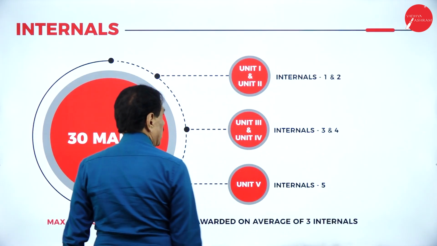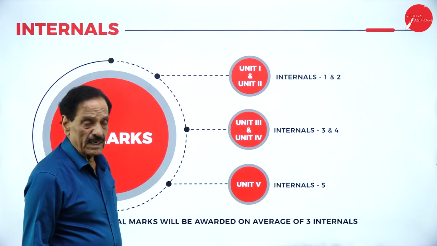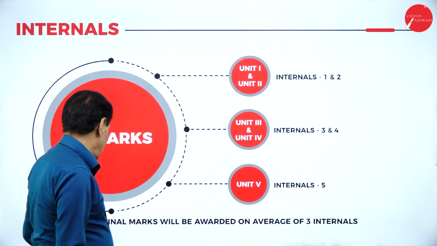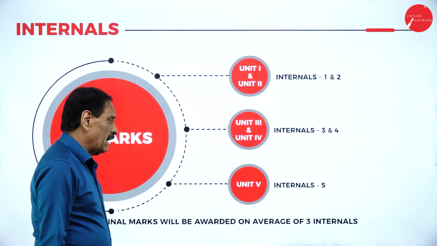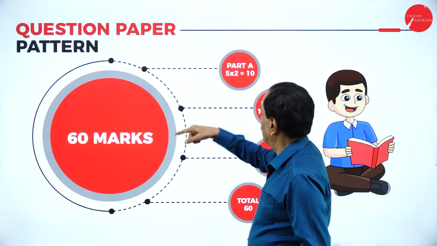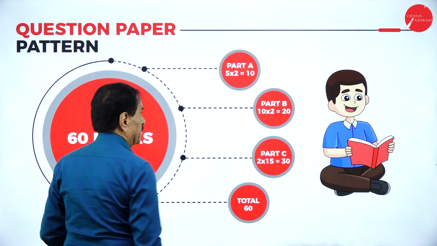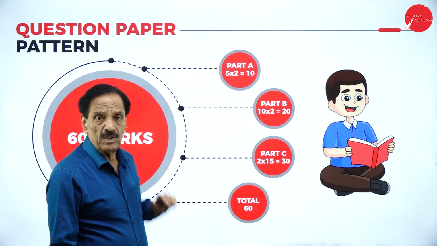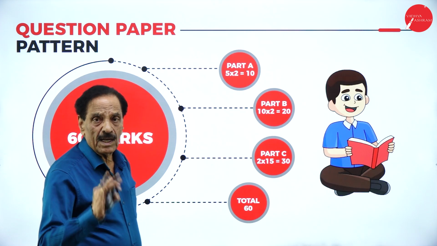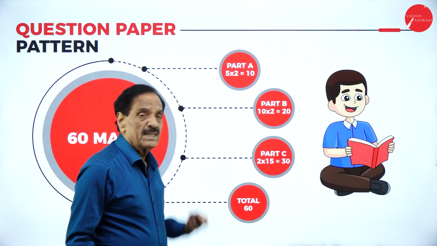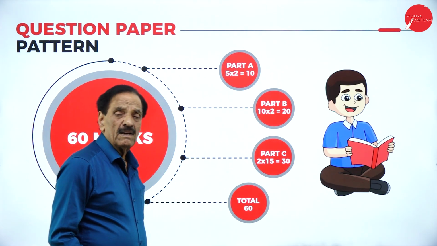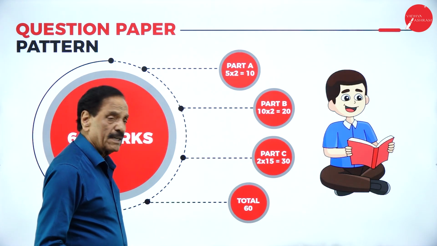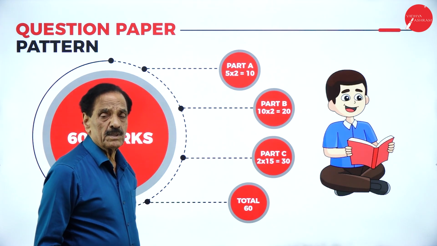This is 30 marks for internal: units 1 and 2 first internal, 3 and 4 second internal, and unit 5 third internal. We will take the average here, the final marks will be awarded on the average of 3 internals. Question paper pattern: we have to answer for 60 marks. We'll ask 7 questions, you have to answer any 5, 5 into 2, 10 marks. Then Part B, we'll ask 4 questions, you have to answer any 2, 10 into 2, 20. Part C, we'll ask 4 questions, you have to answer any 2, each carrying 15 marks, totally 30 marks. Total of this is a 60 marks paper.